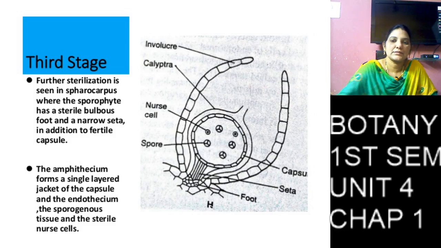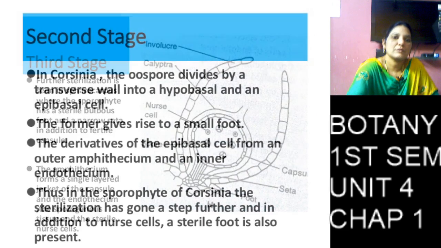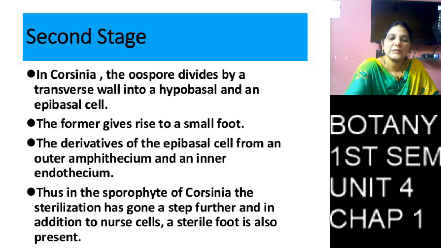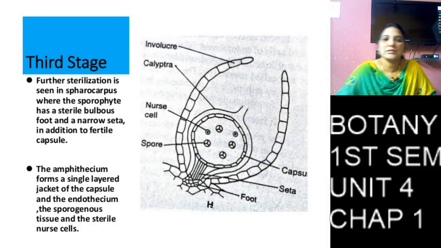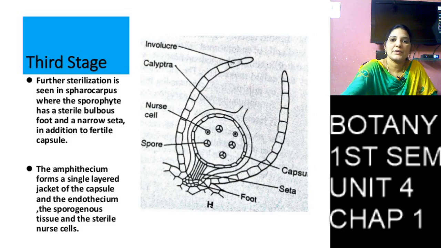So we can see the development of the sporophyte. In Riccia, the foot and seta are absent. Coming to Carcinia, a small foot is present. In the third stage, Sphaerocarpus, the foot and seta are also present, and the calyptra is also developed here.